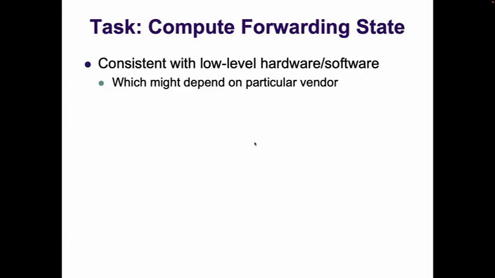One is, it's got to be consistent with low-level hardware and software. That is, you have a network that conceptually could have routers or switches from all sorts of vendors. They have different low-level mechanisms for how their hardware stores their tables, how you do a lookup when a packet comes in. So you need to be able to deal with the fact that not all routers have the same internal data structures.